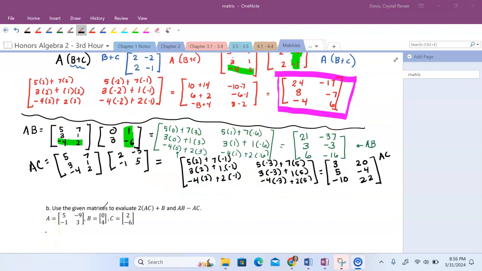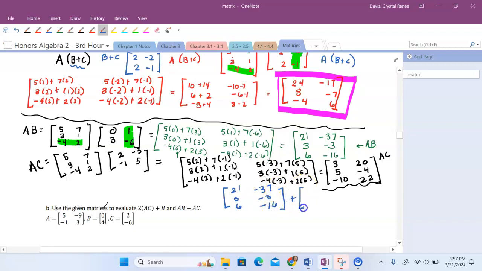All right, so go ahead and check what you got just for AC, okay? For AC, this is what I got. I have added AB plus AC together. Okay, so this right here is AC. Okay, so once you're content with what you have, if we do AB plus AC, that'd be 21, 3, and 6, negative 37, negative 3, and negative 16. And I'm going to add that to 3, 5, and negative 10, 20, negative 4, and 22.